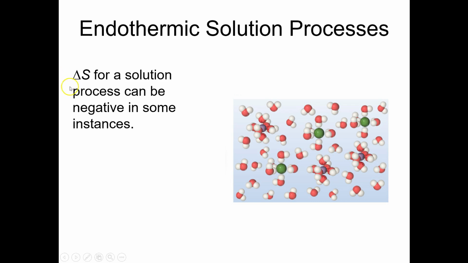It is possible to have a negative delta S for a solution process, and that may seem a little bit counterintuitive because, as I said before, you have a fairly highly ordered glass of water, you have a fairly highly ordered salt crystal, and so when you mix them together, isn't it always going to be the case when you're dissolving one thing in another thing that you've got more microstates available? Well, that's certainly true with regard to the solute.